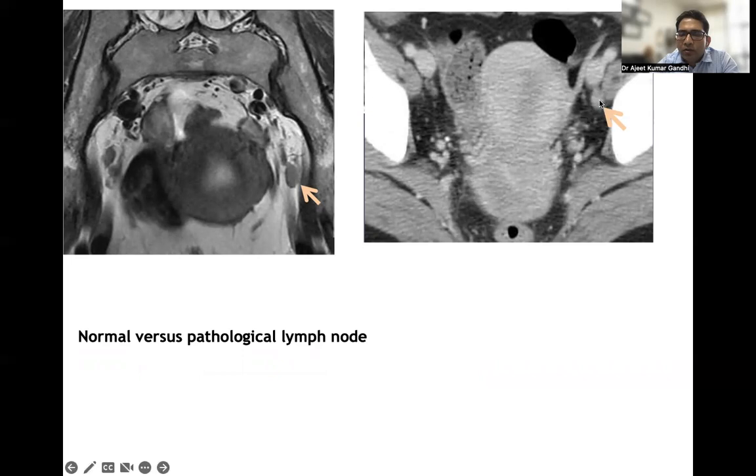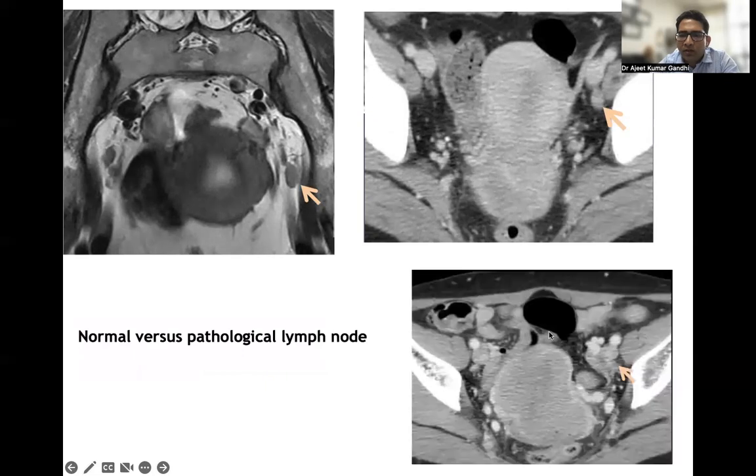The smaller lymph nodes with a short axis dimension of less than 10 millimeters, oval appearing in shape, are characteristics of a normal lymph node. So this is a normal obturator lymph node seen in a case of cervical cancer, whereas a cluster, even if it is smaller, clustered, irregular in shape, is a characteristic of a pathological lymph node.